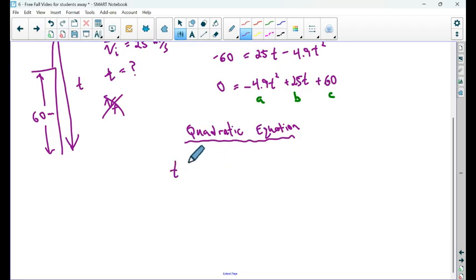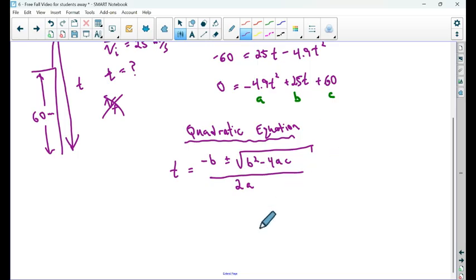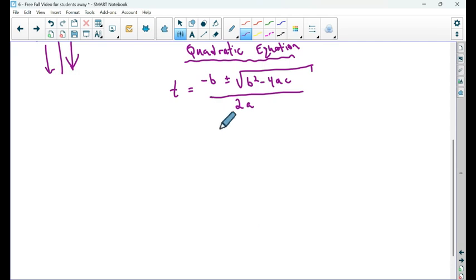So we'd say, okay, quadratic equation, I'll use a t instead of an x, is negative b plus or minus the square root of b squared minus 4ac over 2a. Let's plug in some of our values. I'm going to do this kind of quick, so just be aware that I'm not going to go through every little tiny step here. If you want to know each of them, you can come talk to me about it. Negative b would be negative 25 plus or minus b squared is 25 squared minus 4 times negative 4.9 times negative 60.